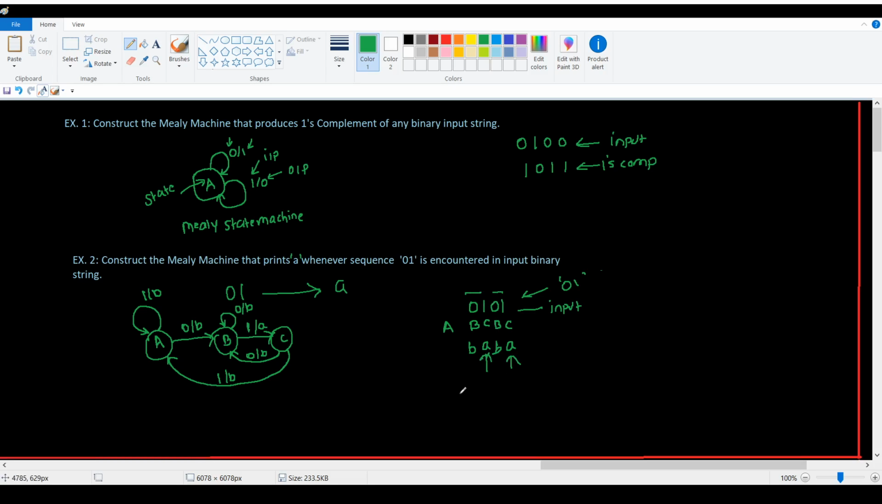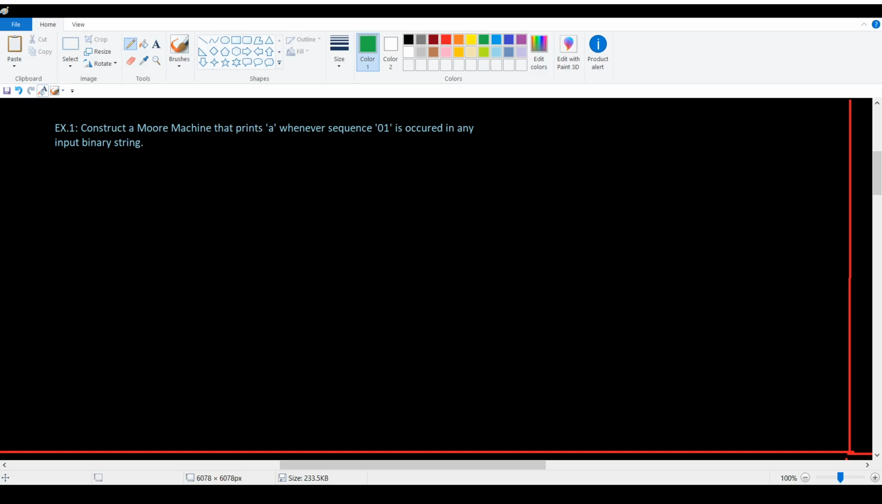Right? Now let us consider the example for Mealy machine. So example 1. Construct a Mealy machine that prints A whenever sequence 0 1 occurs in any input binary string. Okay. So whenever 0 1 occurs in an input string, output should be the A, right? So if the initial state is A and if input is 0, next state will be the B. If input is 1 here, next state will be the C.